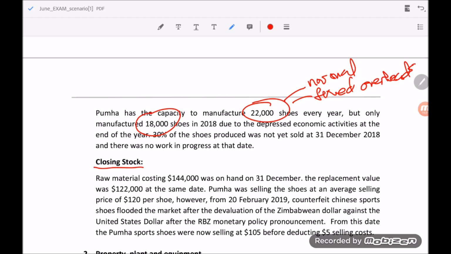Then we are also told that due to the depressed economic activities at the end of the year, 30% of the shoes which were produced were not yet sold by 31 December 2018. In other words, during 2018, we did not start with any finished goods stock, but we produced 100% in 2018, and by the end of the period we only had 30%. So this becomes our closing stock balance of finished goods, which means in the year we actually managed to sell 70% of the stock. I think that's also important context which was coming from the scenario that you had to pick.